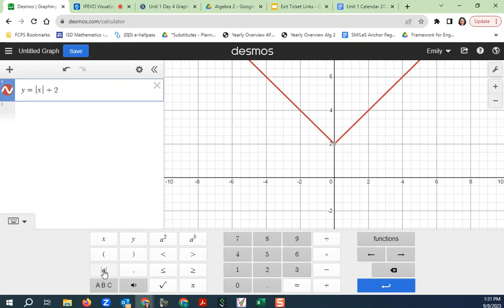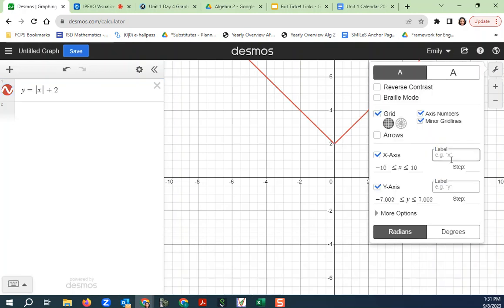One thing that might help you, because we have to get this onto the grid on your paper, see how my axes are counting by 2s right now? That makes it a little bit more difficult to get it onto my paper. So try going up here to graph settings. You see that wrench right up there? Click on graph settings.